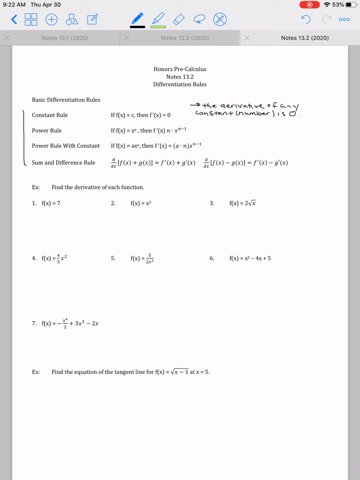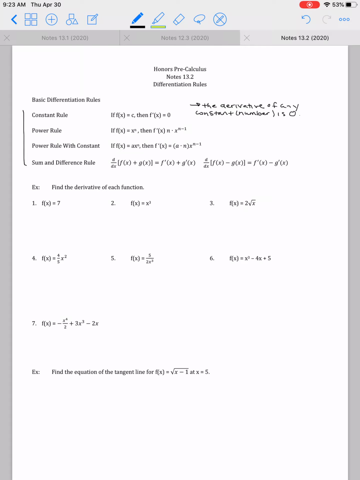The first one is that if the function is a constant function, or it's equal to a number, the derivative will always be 0. And then we have the power rule, which says we're going to take the power, put it in front, and then reduce that power by 1. Power rule with a constant, we're going to multiply the power by the constant in front and reduce the power by 1. And the sum and difference means if we have a polynomial, we can differentiate term to term. And then we're going to end today with an application of the derivative.